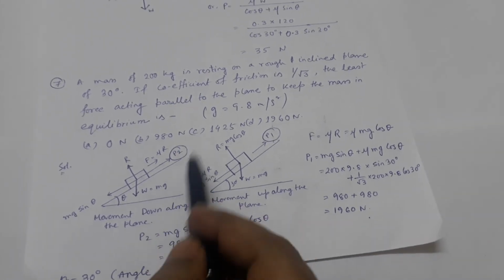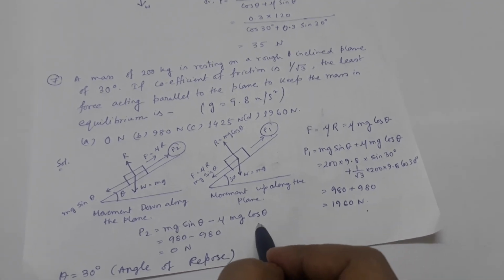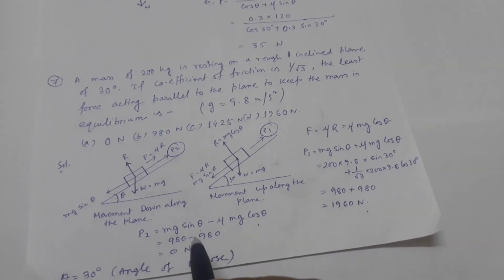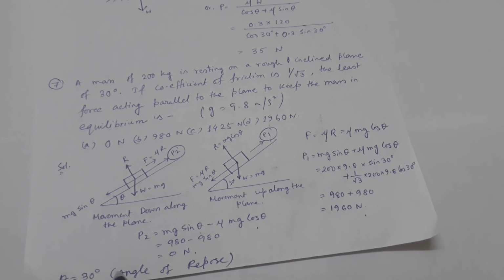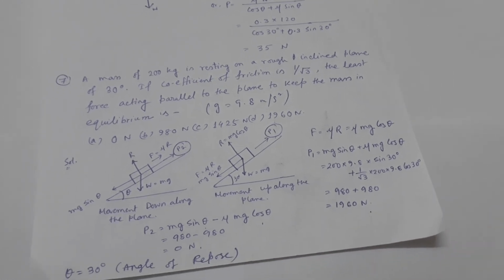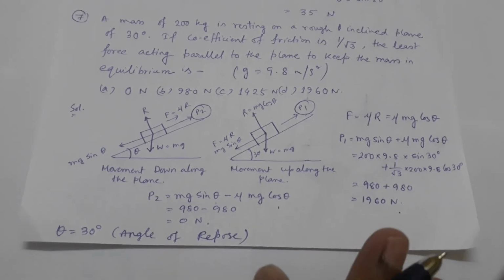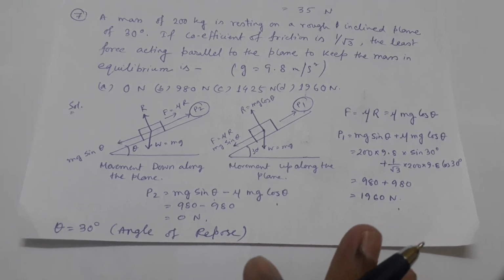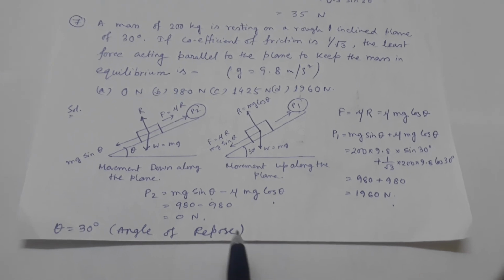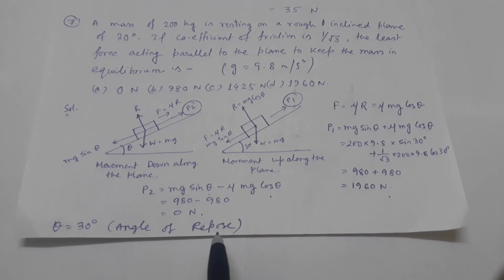So what is the value of P2? P2 is mg sin theta minus mu mg cos theta. After calculating, this is 980 and this is 980, so 0. There is no force required actually. No force is needed here. The body will be just held on the plane when its angle of inclination is 30 degrees. So obviously 30 degrees is the angle of repose here.